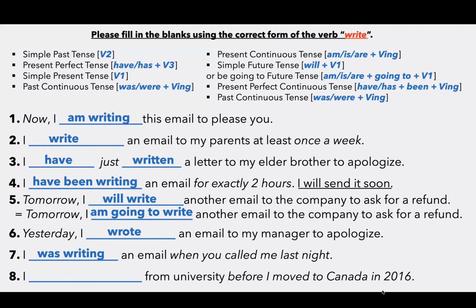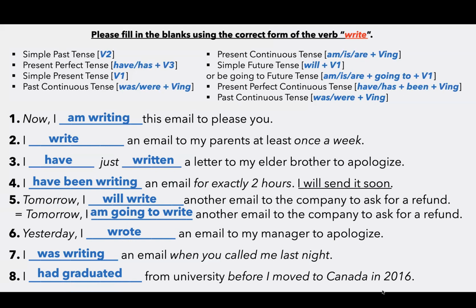Past continuous tense. And the last one, I from university, before I moved to Canada in 2016. So I had graduated from university. I had graduated from university before I moved to Canada in 2016. So here, you mean that there are two actions. But these two actions were completed in the past. So what are those actions? Moving to Canada and graduating from university. They are both completed. They are both in the past.